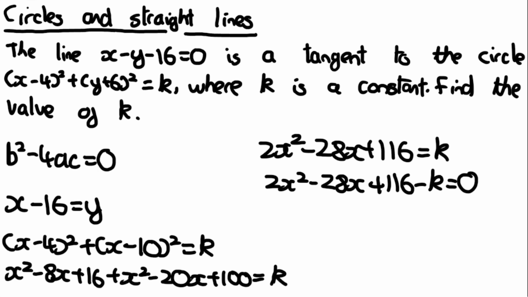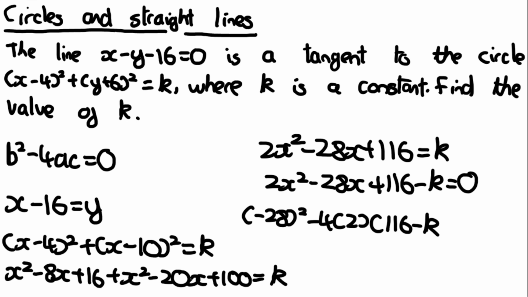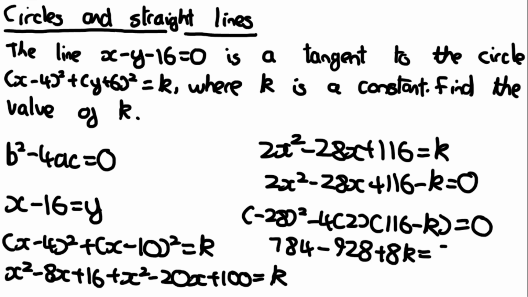So b is minus 28, so it's going to be (minus 28) squared minus 4a, which is 2, c, which is 116 minus k, and all of this is going to be equal to 0 because there's 1 point of intersection. We can simplify this. Minus 28 squared is 784 minus 4 times 2 times 116, which is going to be 928, and it's going to be minus 4 times 2 times minus k, which is going to be plus 8k, and this is going to be equal to 0.